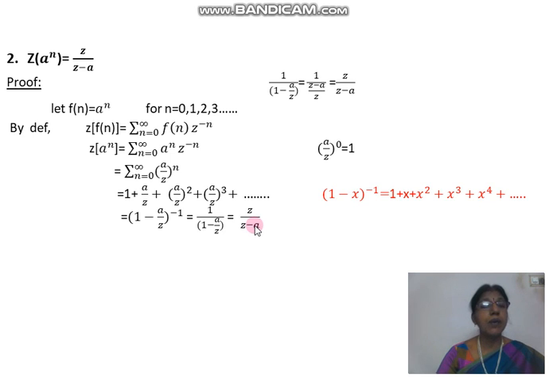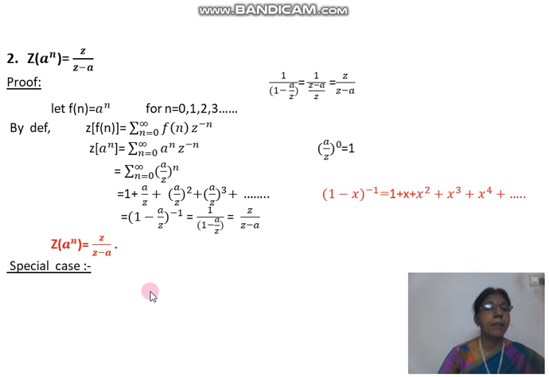Now you observe, the z transform of the n function gives the answer in z terms. Therefore z of a power n is equal to z by z minus a. Now, a special case, there is a special case here.